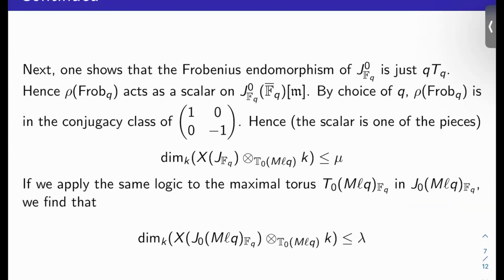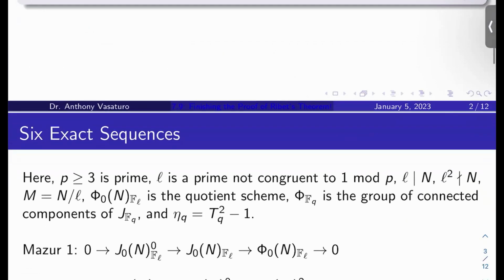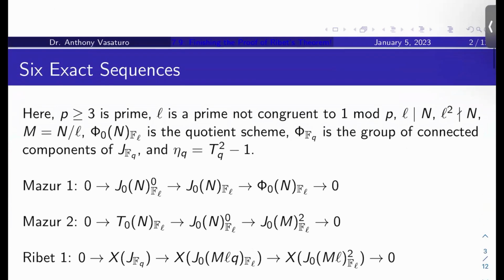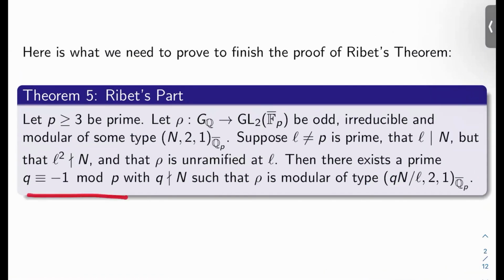The next thing is Ribet shows that the Frobenius endomorphism of J0 mod Q is just Q times TQ. So in particular, rho of Frob Q has to act like a scalar matrix on the M torsion of J0 FQ's FQ bar points. Okay. Look, Q, I believe was, if you go back up here, Q was assumed to be, where was it? Yeah, Q is -1 mod P.